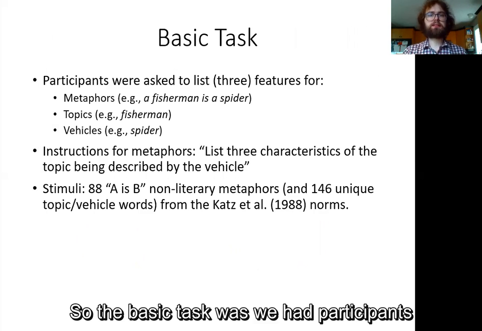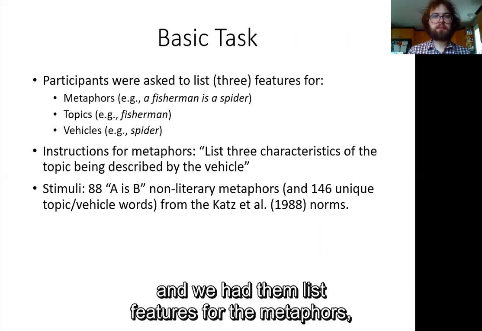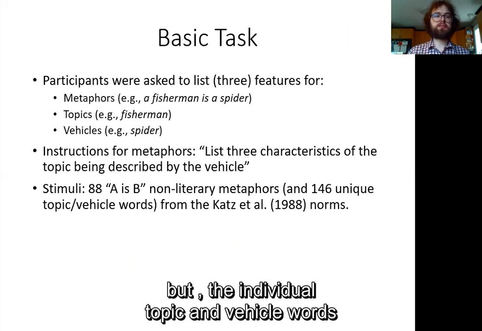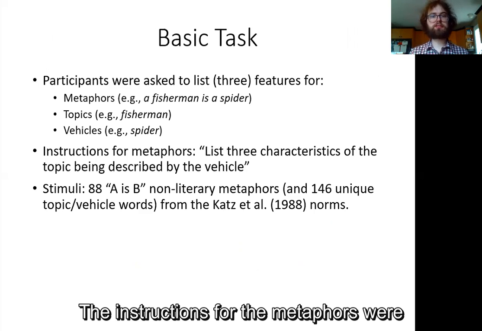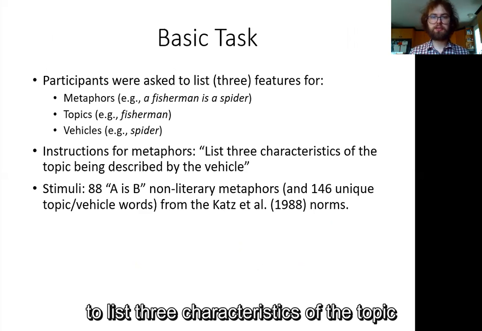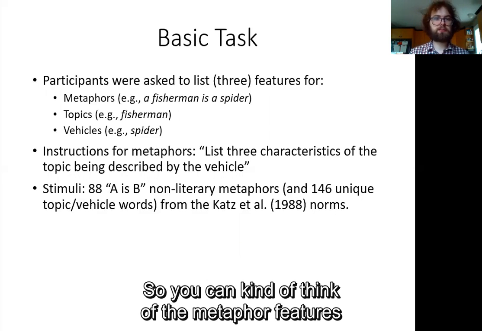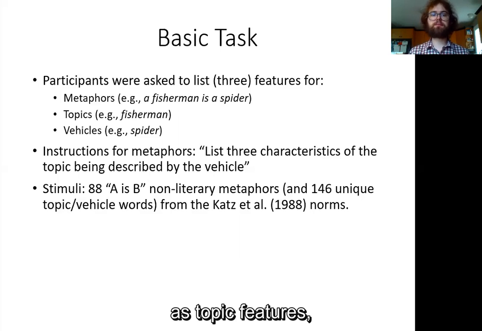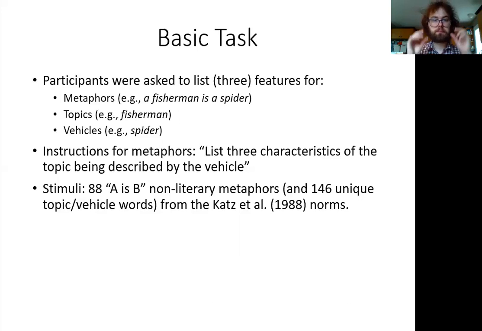So the basic task was we had participants list 3 features, and we had them list features for the metaphors, but also the individual topic and vehicle words in the metaphors. The instructions for the metaphors were to list 3 characteristics of the topic being described by the vehicle. So you can kind of think of the metaphor features as topic features, but ones that are being highlighted or made salient by the vehicle.